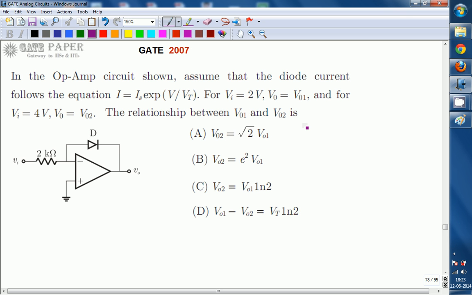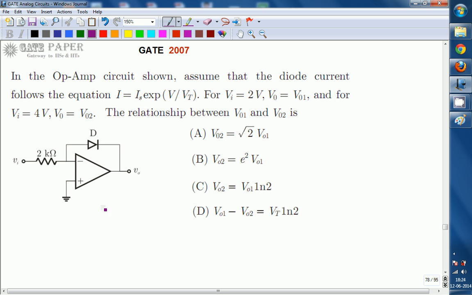In the op amp circuit shown, assume that the diode current follows the equation I is equal to Is times e power V by Vt. For Vi equal to 2 volts, V0 is equal to V01, and for Vi equal to 4 volts, V0 is equal to V02. What is the relationship between V01 and V02? V01 is the output voltage when Vi is equal to 2 volts. V02 is the output voltage when the input is at 4 volts.